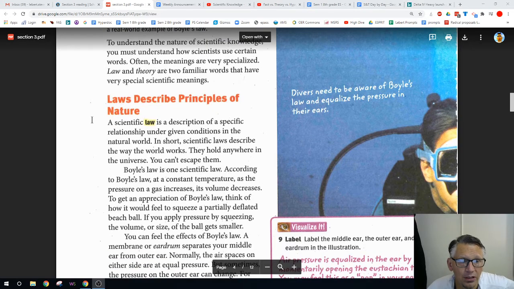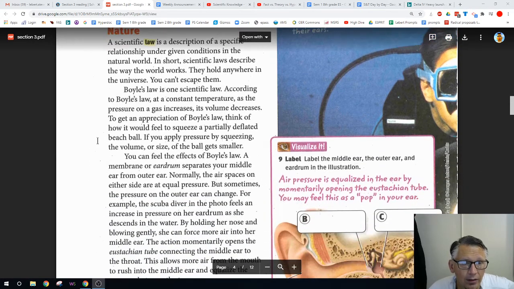Laws describe principles of nature. A scientific law is a description of a specific relationship under a given condition in the natural world. In short, scientific laws describe the way the world works. They hold anywhere in the universe. You can't escape them.